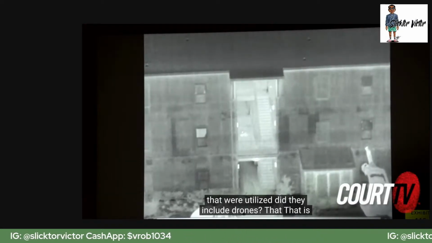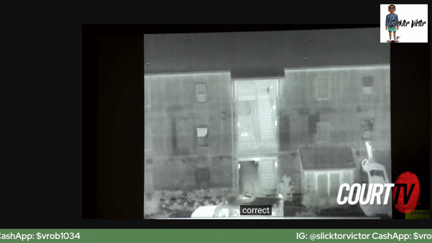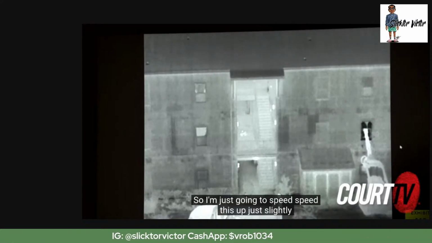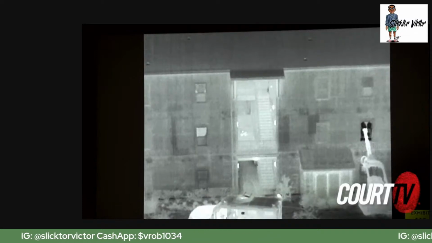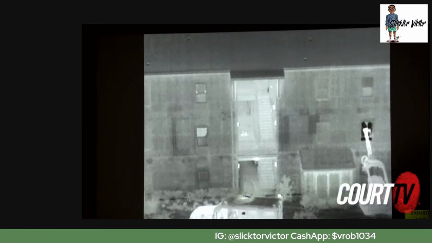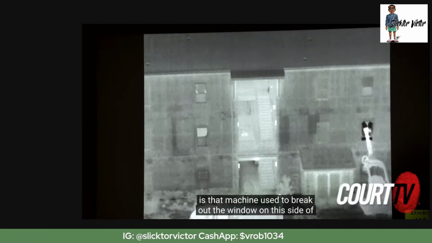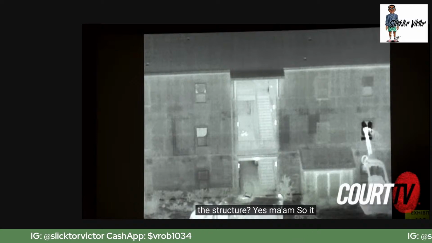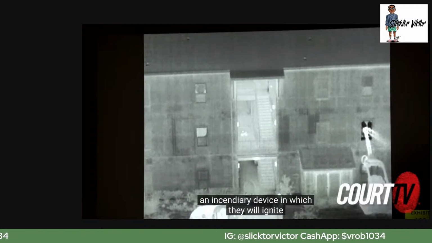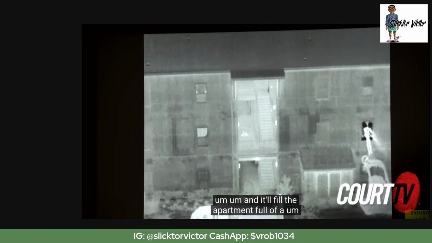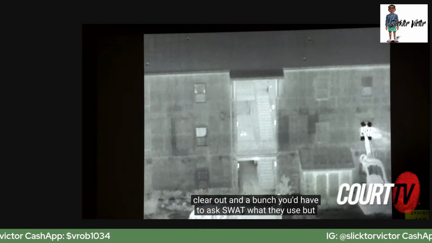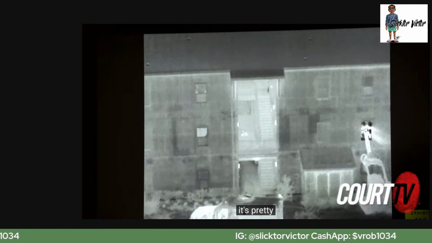So I'm just going to speed this up just slightly. At the 109 mark, restarting. Is that machine used to break out the window on this side of the structure? Yes, ma'am. So it breaks the window, and then at the end of the boom, there's an incendiary device which they will ignite, and it'll fill the apartment full of smoke. You'd have to ask SWAT what they use, but it's pretty potent. Based on your observations, does SWAT use masks of some type before they actually enter apartments that this has been utilized in, the smoke? Yes, ma'am.